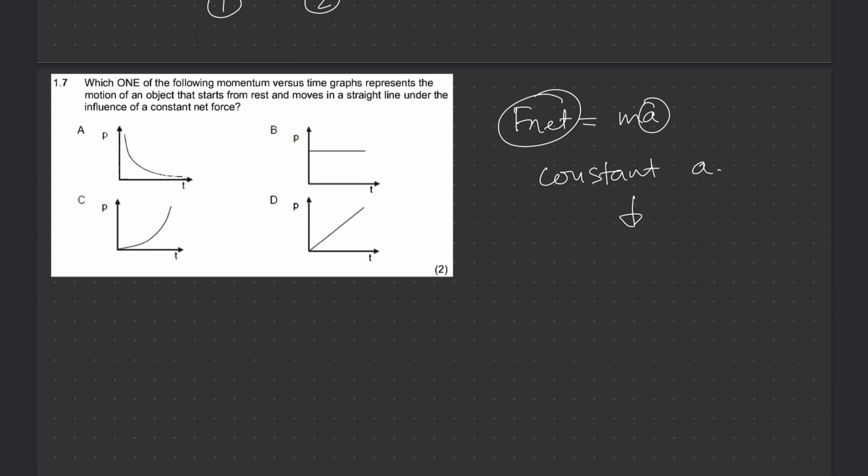And what does that mean? It means that the velocity is going to be increasing, right? If a vehicle is accelerating, it means that after every second or every millisecond, whatever time interval, its velocity is going to be increasing, right? And since we know that momentum is equal to m times v, if the velocity is increasing, it means that the momentum is going to increase as well. So the answer here is going to be D.